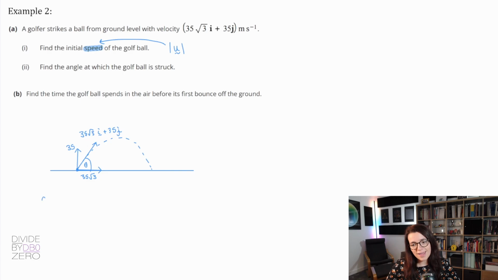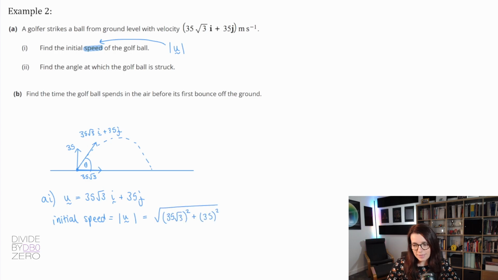And then for part A, part 1, I'm going to consider that initial velocity vector, 35 root 3 i plus 35 j. Initial speed, as we said, is going to be the magnitude of that. That's just going to be using Pythagoras to work that out, and turns out to be 70 meters per second.